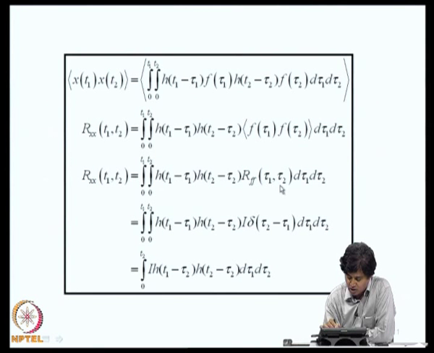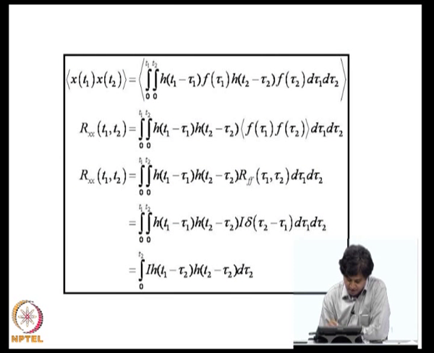For RFF of tau 1 comma tau 2, now I will write the expression for autocovariance of a white noise, which is I into Dirac delta of tau 2 minus tau 1. So, one integration can easily be performed. I can replace tau 2 by tau 1 and I get h of t1 minus tau 2, h of t2 minus tau 2, and only one integral remains, that is integration with respect to tau 2. So, this is 0 to t2 and one integral with respect to tau 2.